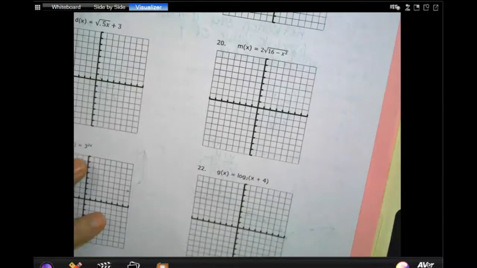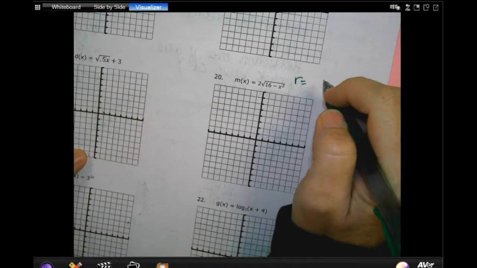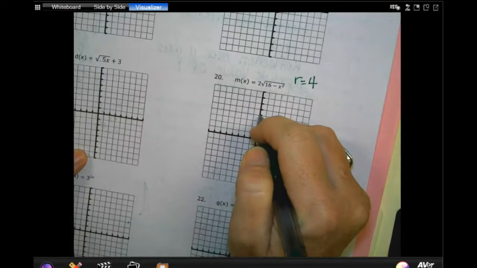Okay. So, back to the review sheet. Look at number 20. Number 20 is a semicircle, and what's the radius? What's the square root of 16? 4. So when I'm graphing the semicircle, I would count out 4 in all the directions. Don't draw it in, just plot those points real quick.